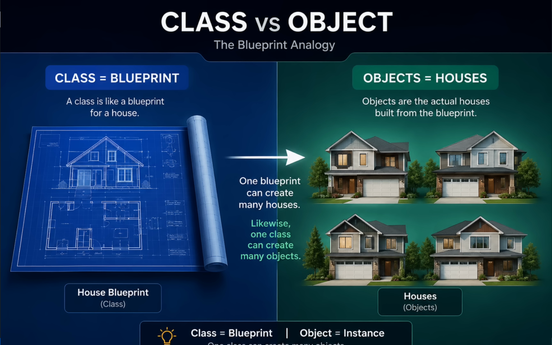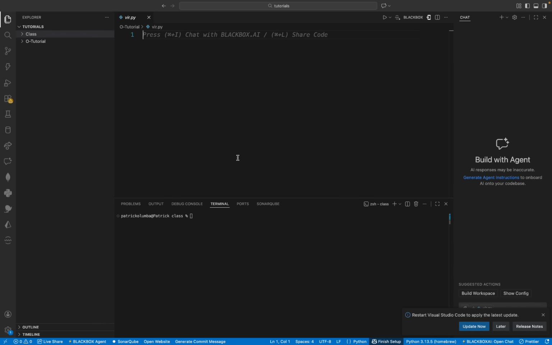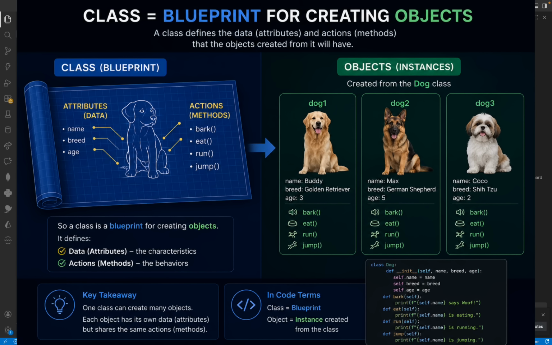Think about building a house or building houses. Your blueprints for that particular house could be your class. So every house built from the blueprints is your objects. So one blueprint can create many houses. Likewise, one class can create many objects. Okay? So that takes us down into what is a class.